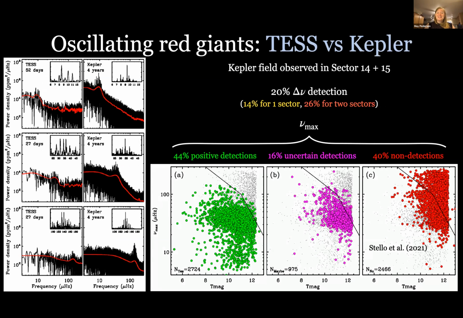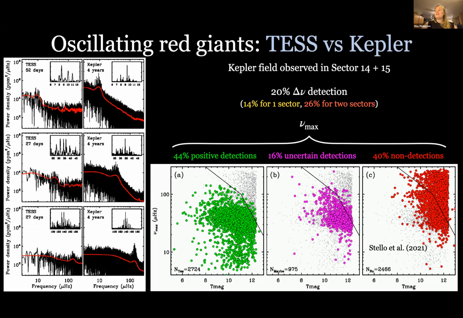Another recent result that's come out is on arXiv. I don't think it's published yet, but it's there. It is a comparison of the Kepler field and red giants observed there. The Kepler field of view was reobserved by TESS in sectors 14 and 15. And what this study focused on is trying to estimate how well TESS does at actually detecting these comb-like features in the power spectrum.